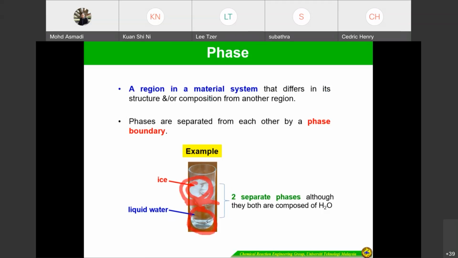So we can consider this a mixture of two separate phases, although they are both composed of H2O. So that means there is a boundary. To understand it easily, a phase is just a boundary.